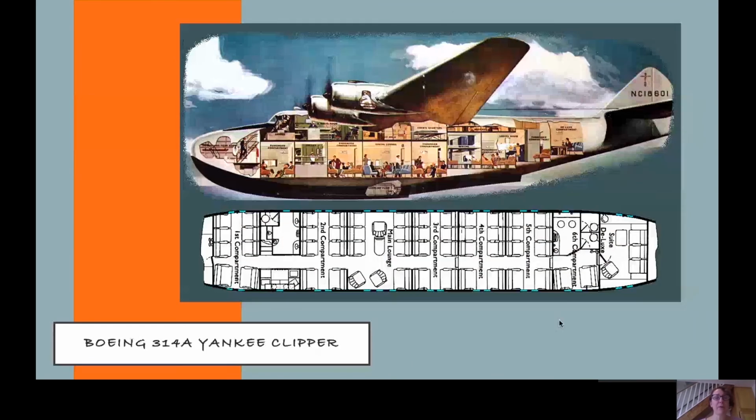And then we have the Boeing 314 Yankee Clipper. I thought I'd include this because the section or cut through of that aeroplane shows how each one of those spaces is being occupied. So that's something that maybe you can think about when you're drawing your design.